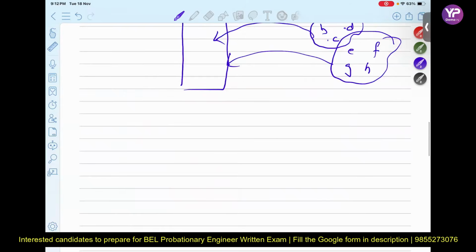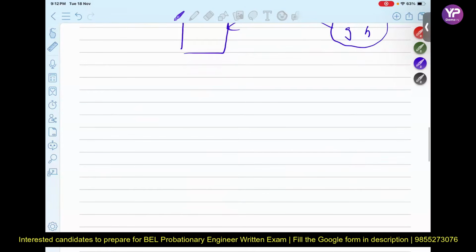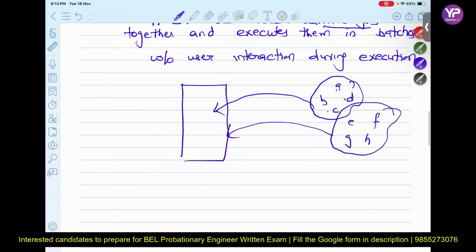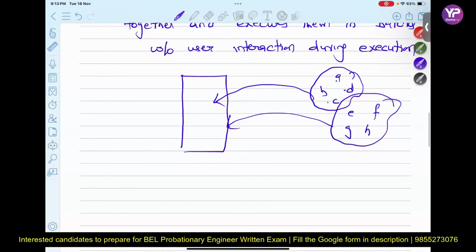Fine. Yes or no? Yes, sir. Sir, are the jobs in a single batch operated simultaneously or not? Not one after another, because it's not multi-processor, na? It's a single processor system. Okay, okay.